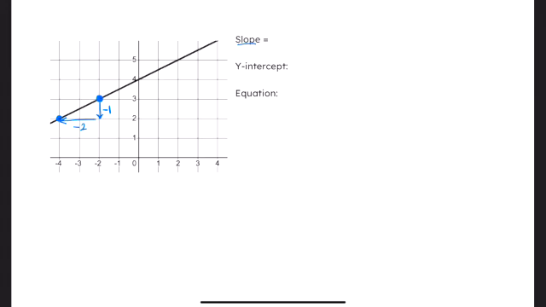It would be the same thing if you wanted to show it in the positive direction. So I can show that over here. For example, if you started at 0, 4, we could go up by 1 and right by 2. It doesn't matter which points you use because both of them will give you the same ratio. Negative divided by a negative is positive, which gives us our slope of 1/2.